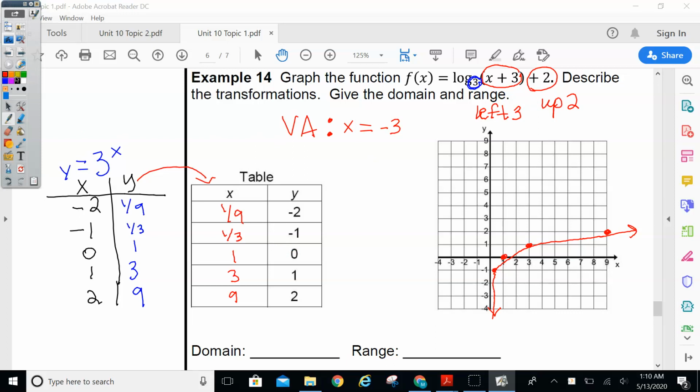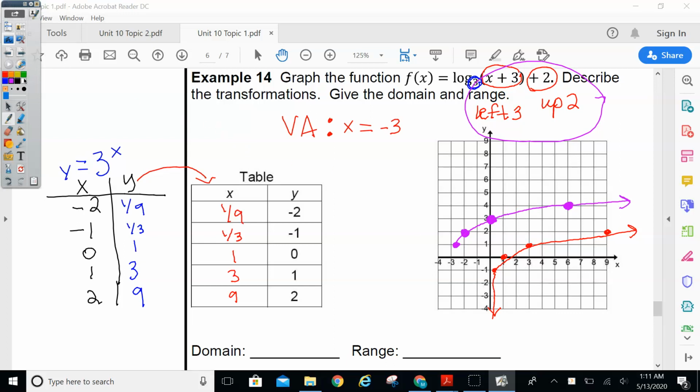But then we got to take it and we got to do this to each of those points. So we're going to take each coordinate and make it go left 3, 1, 2, 3, and up 2, 1, 2. Then we take this one, left 3, 1, 2, 3, up 2. Left 1, 2, 3, up 2. And then 1, 2, 3, up 2. So here's the curved part.